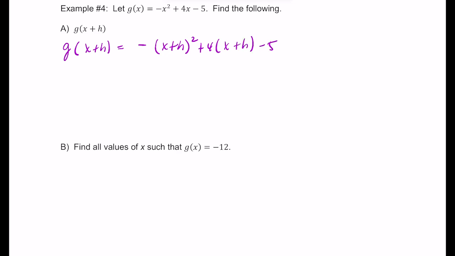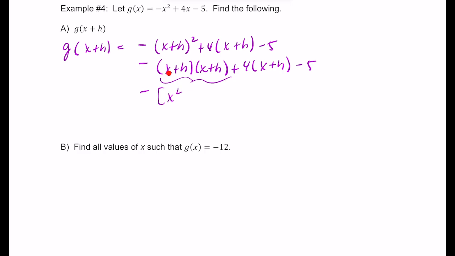Okay, and now I just need to be really careful when I am distributing and expanding. So here you have the quantity x plus h squared, which remember is really this. Whatever you do, please don't square the x and square the h and call it a day. Okay, it's not the same thing. And then I'm going to just bring this down. And then what I'm going to do is I'm going to FOIL this. Okay, so first, outer, inner, last. I've got x times x, which is x squared. And then I've got my outer and inner terms, which both give me xh.